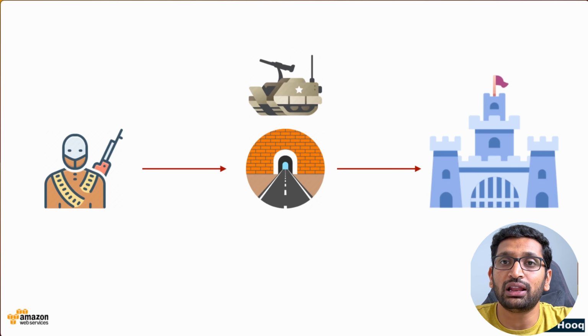So anyone with a valid access to this particular castle will not have a problem. But anyone who is an intruder or who doesn't have a valid access to this particular tunnel, a necessary action will be taken against him. And he will be prohibited from entering into this particular castle.